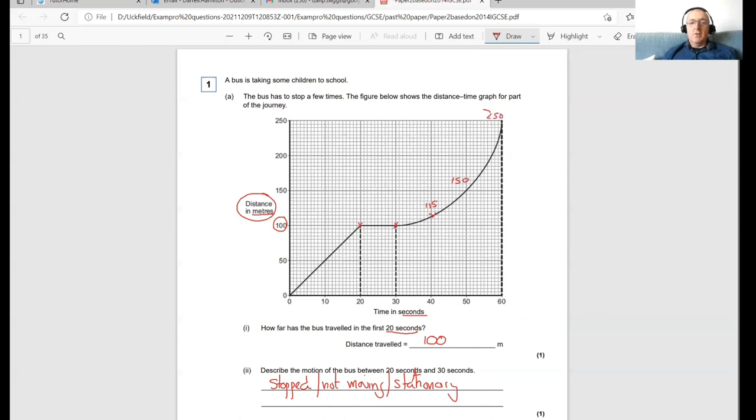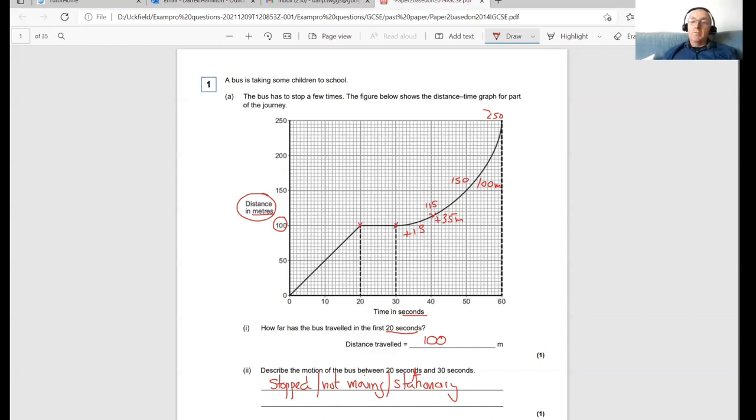So you can see going from 30 to 40, you've added 15 meters to the distance. Between 40 and 50, you've added 35 meters to the distance. And between 50 and 60, you've added 100 meters to the distance. Now, these calculations, you wouldn't be expected to do these, but I'm doing this by way of illustration.